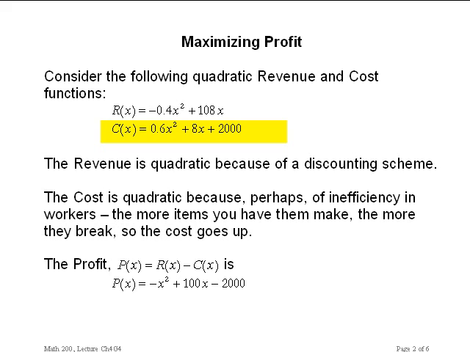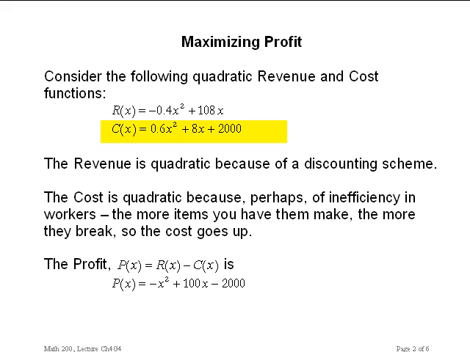Perhaps your workers are inefficient and your costs go up. So the more you try to make, the more it costs you to make them. But the base price is like $8 each. You're selling them for $108, but you're a little wishy-washy on that because you'll discount. See the minus 0.4, you'll discount for large orders.